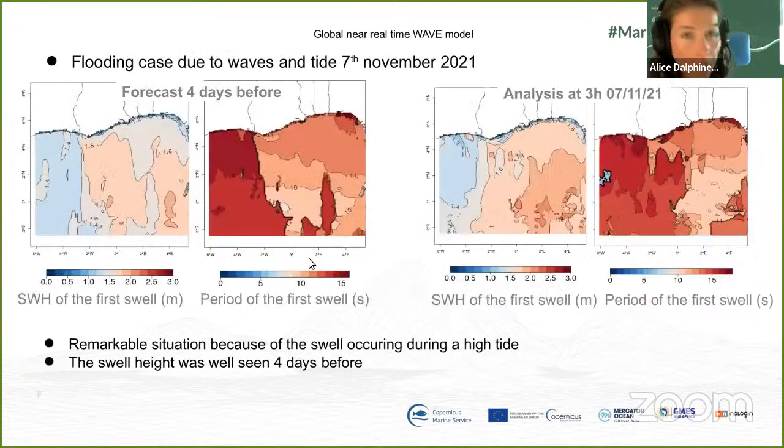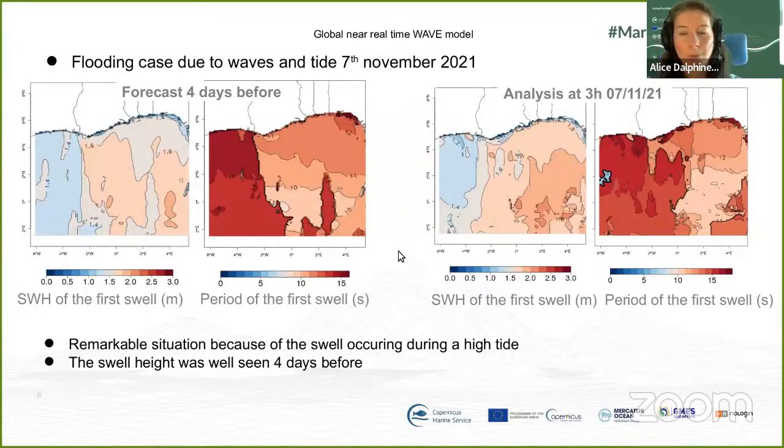I show just one case. It's a situation of a swell coming into the Gulf of Guinea in November 2021, and there was flooding during this event because a powerful swell arrived at the same time as a period of high tide. So there was high sea level and also a swell of 15 seconds or more. It was a swell of less than 2 meters, so not extreme in wave height, but very powerful with a period of more than 15 seconds.